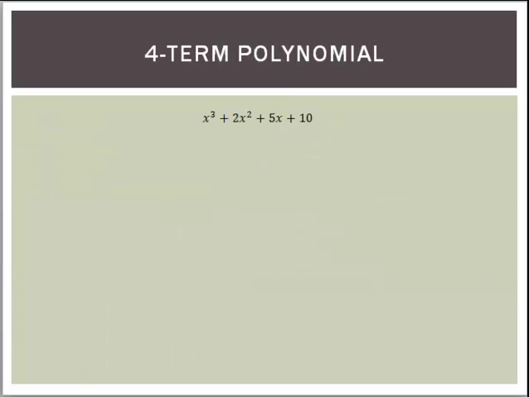What if you have a 4-term polynomial? Later we're going to learn really detailed ways to factor these. For now, you want to factor by grouping. You put together the first two terms and you put together the last two terms. What do the first two have in common? They both have an x squared, so factor that out.